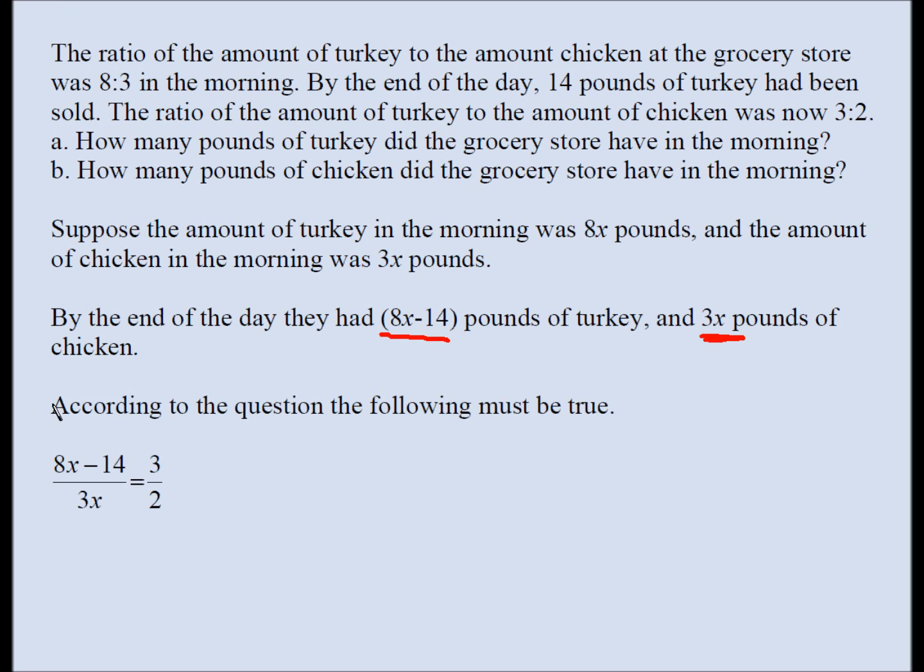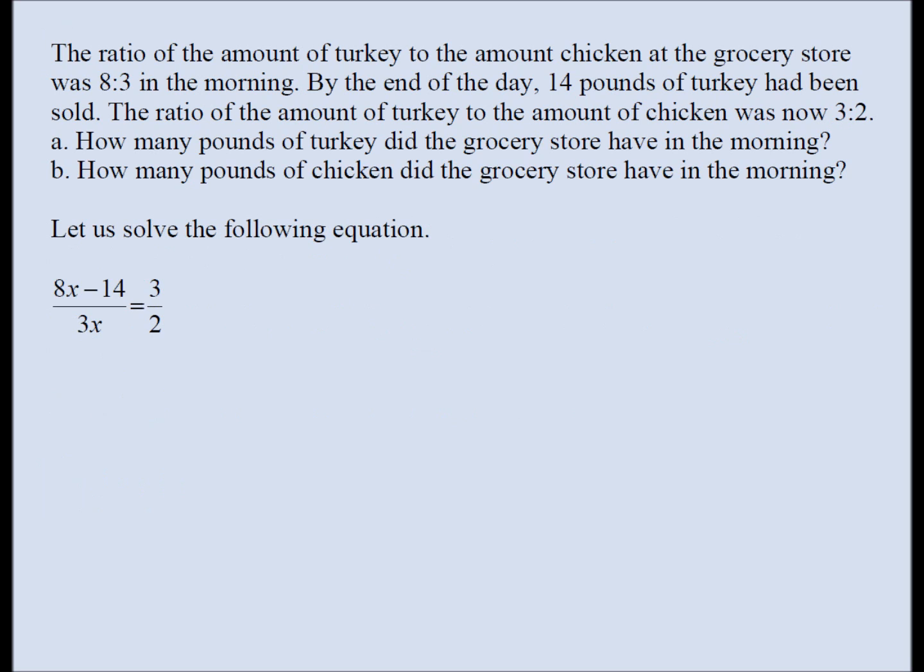Now, according to our question, the new ratio is 3 to 2, and the new amounts are 8x minus 14 and 3x. So we can set up our equation this way. 8x minus 14 divided by 3x is equal to 3 over 2. This comes from this ratio, and these two amounts are the new amounts. Now all we need to do is solve this algebraic equation. And we'll do it on the next slide.